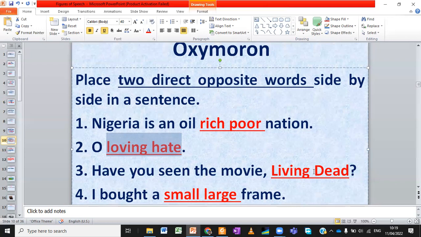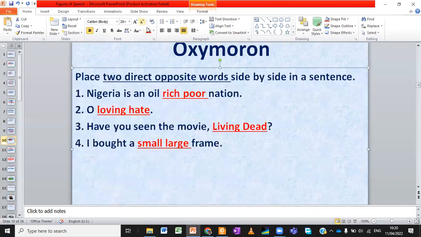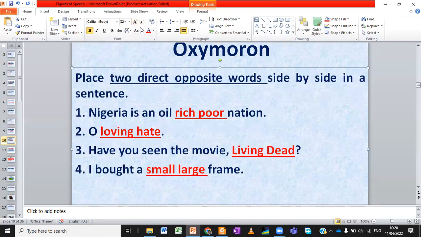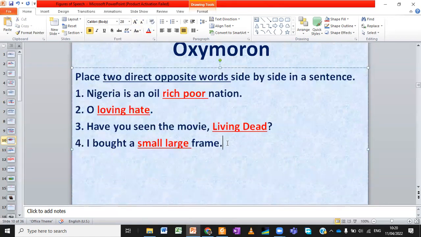This is a line from Romeo and Juliet. Have you seen the movie Living Dead? This is oxymoron because the opposite of living is dead. The opposite of dead is living. I bought a small, large frame. The opposite of small is large. The opposite of large is small. Can you give me any other example, please? An example of an oxymoron.